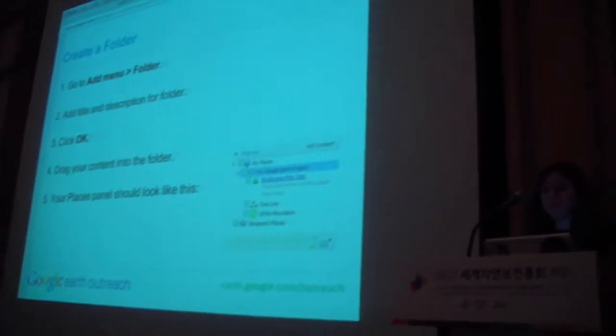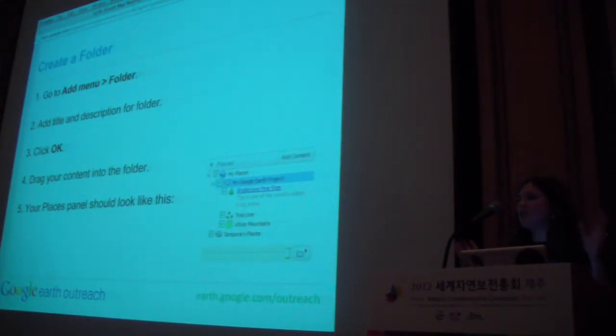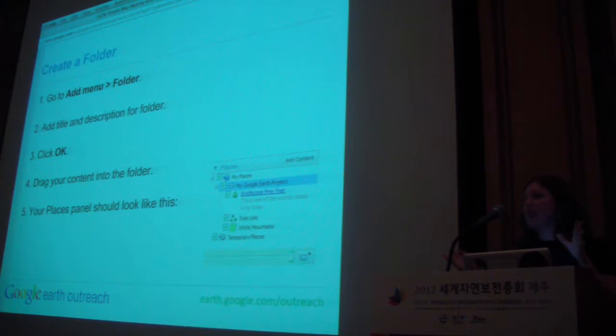Okay, I'm going to go ahead and move on, but if you have any questions, just feel free to raise your hand again. So we've already created a line, we've created a polygon. Now we're going to learn how to put all of the items we've created into the same folder so it's easier to save this map for the future.